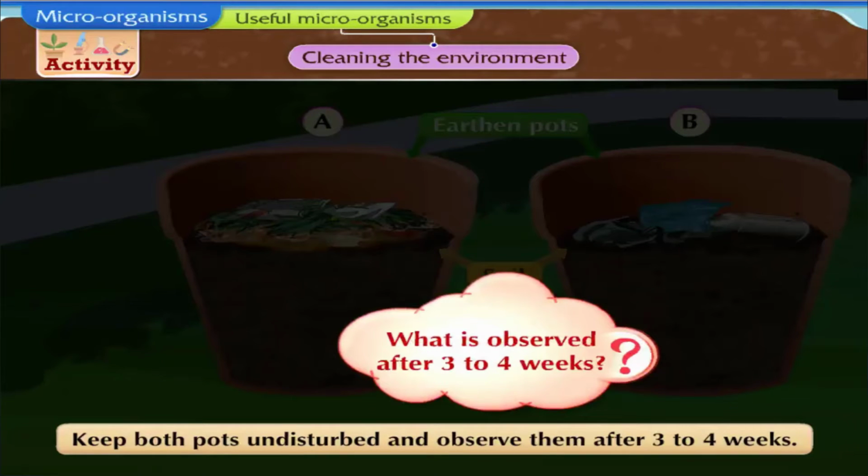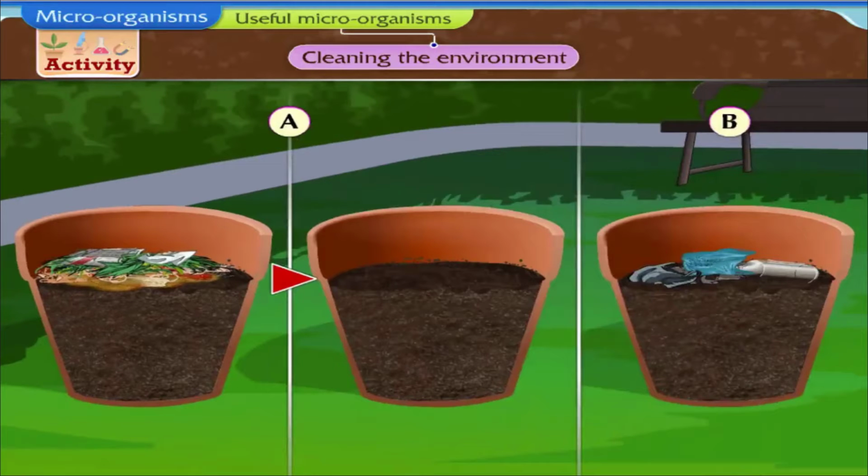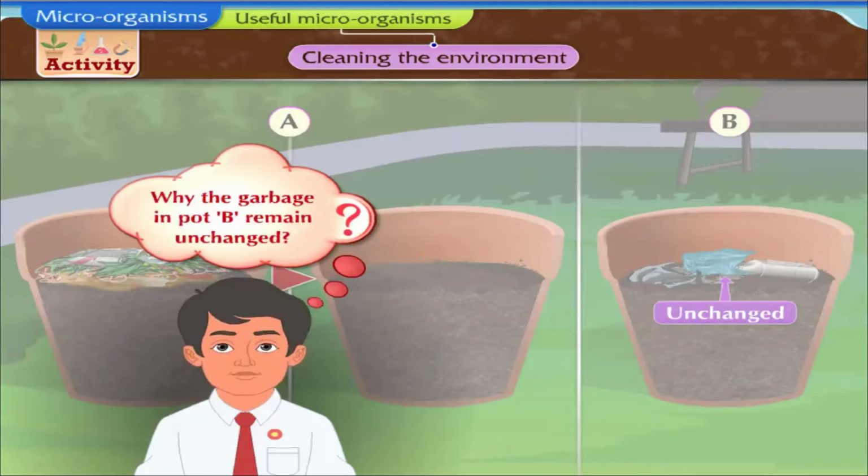What is observed after 3 to 4 weeks? We find that the garbage in pot A has disappeared, while the garbage in pot B remained unchanged. Now you would wonder, where did the garbage in pot A disappear and why the garbage in pot B remained unchanged.